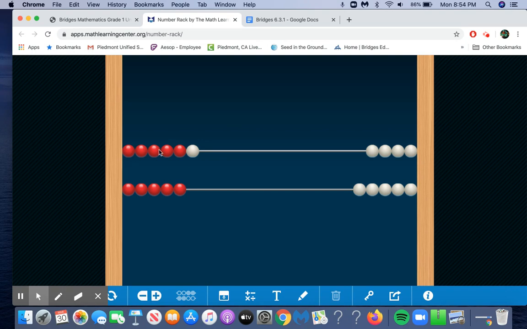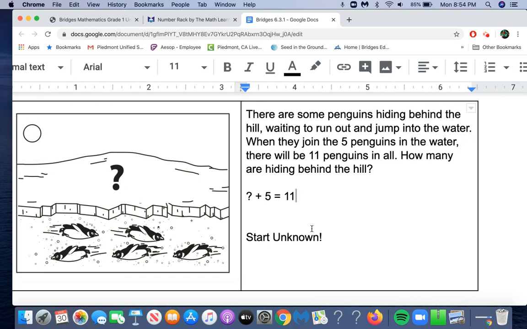Let's see if that adds up. 5 and 5 is 10, and 1 more is 11. Yeah, that works. So let's see if that'll work if we said 6 plus 5 equals 11. Is that true or false?